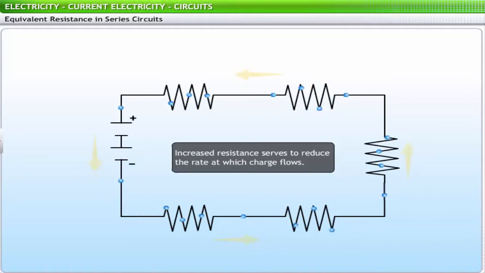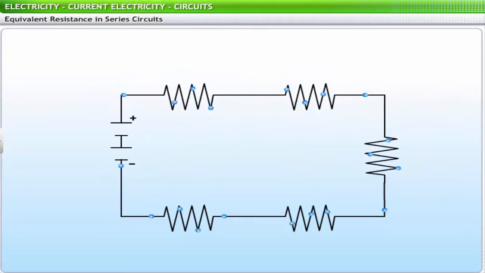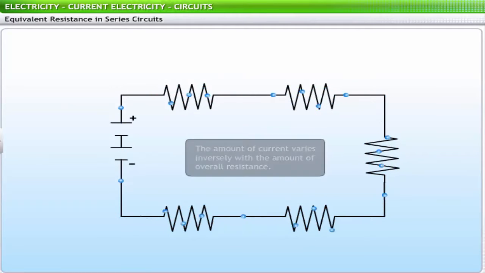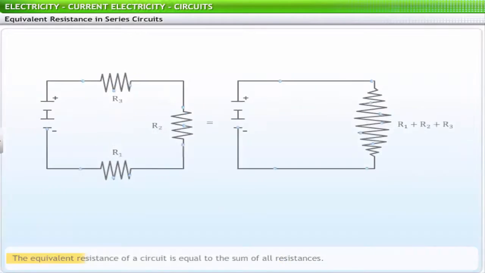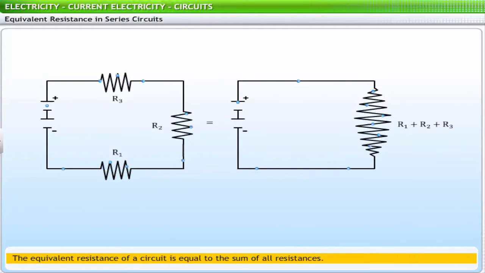That is, it serves to reduce the electric current. The rate at which charge flows through the external circuit is the same all through. The amount of current varies inversely with the amount of overall resistance. There is a clear relationship between the resistance of the individual resistors and the overall resistance of the circuit.